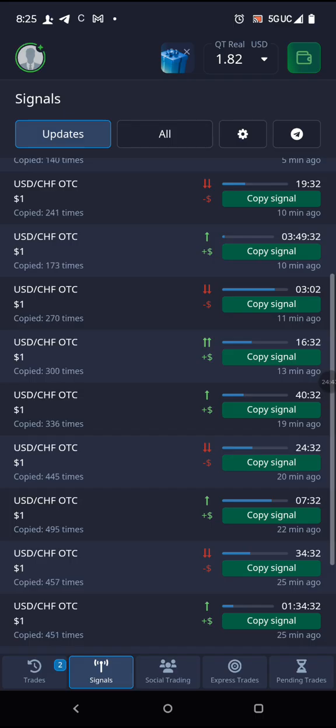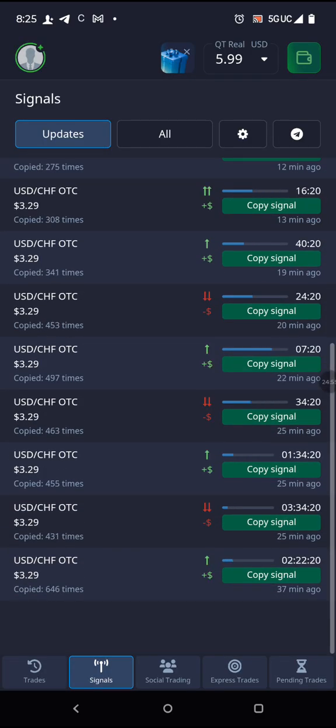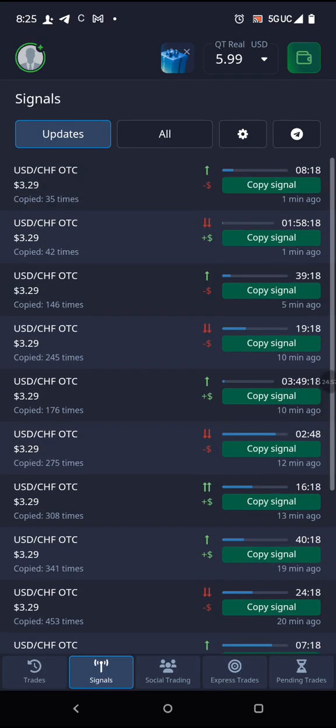You see how low my money went? I went back down to $1.81. And now look how my money went up to $5.99 from that call. Or did I copy the wrong one? Did I copy the wrong one?